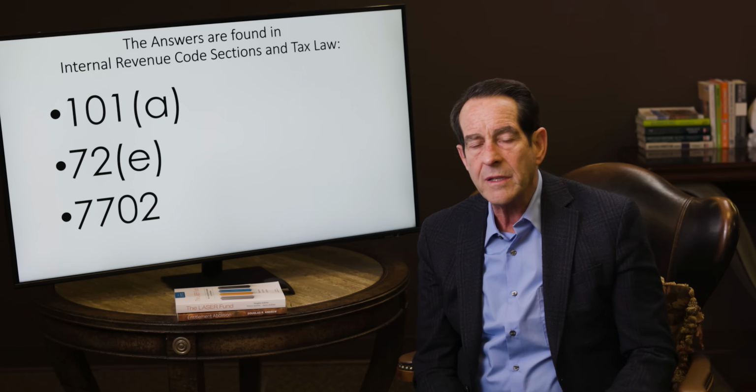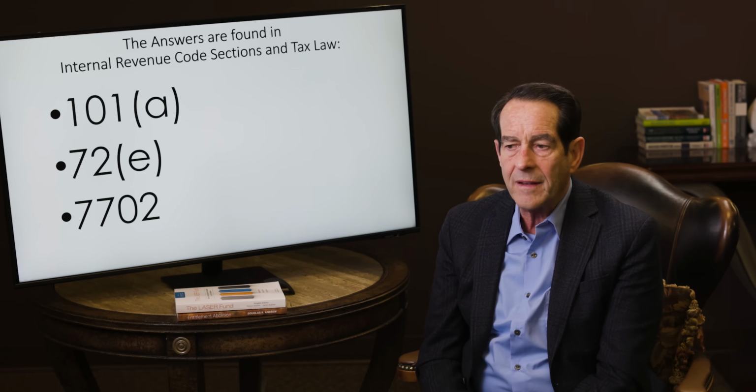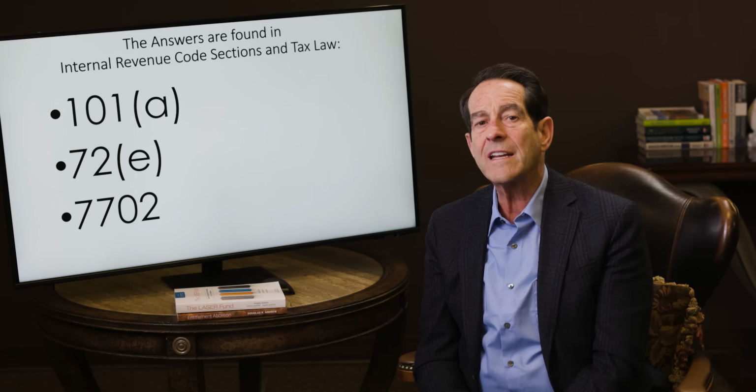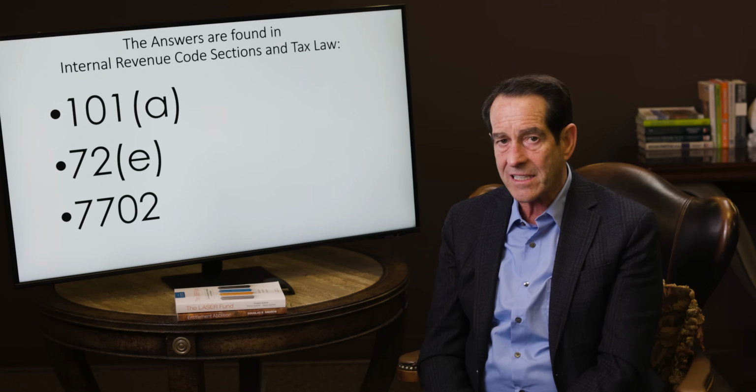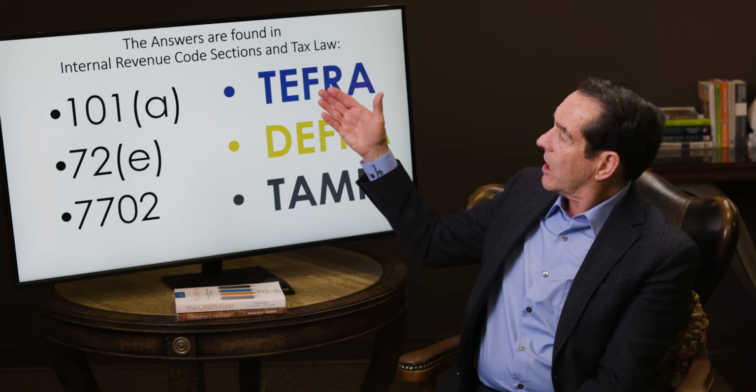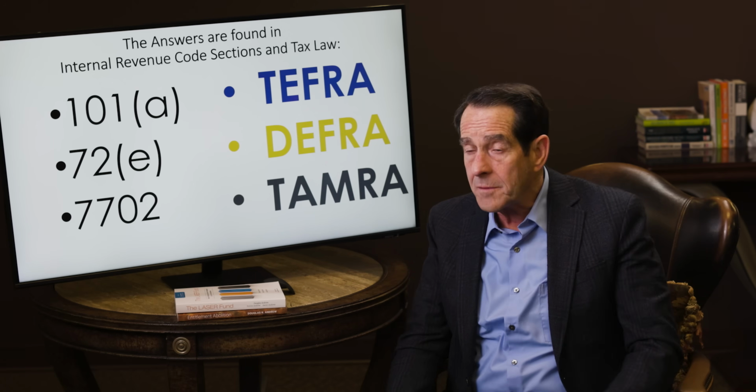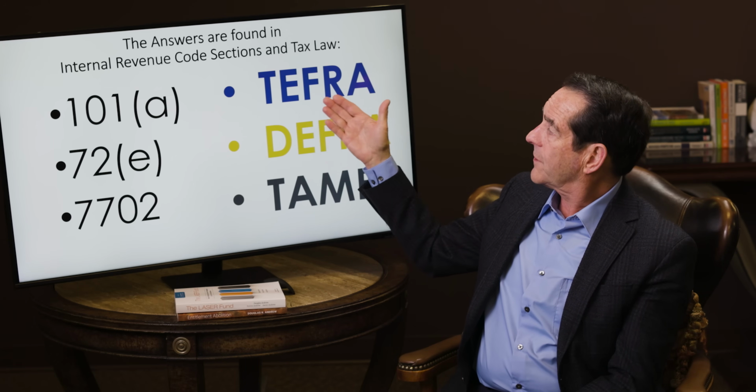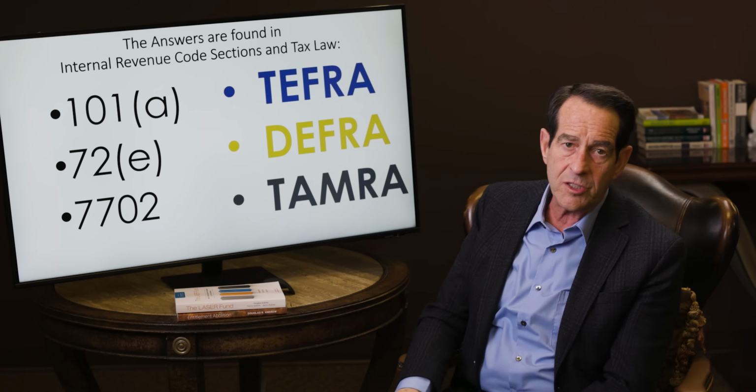But then the IRS went to Congress and they convinced them to redefine it or change some tax definitions. So these are called TEFRA, DEFRA, and TAMRA. These are acronyms. TEFRA is the Tax Equity and Fiscal Responsibility Act of 1982.